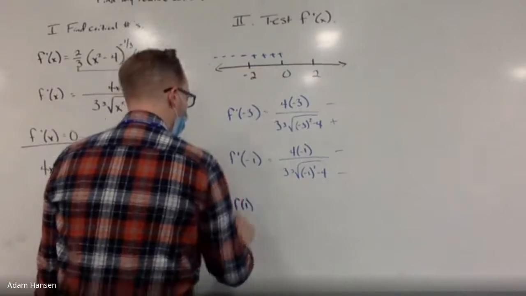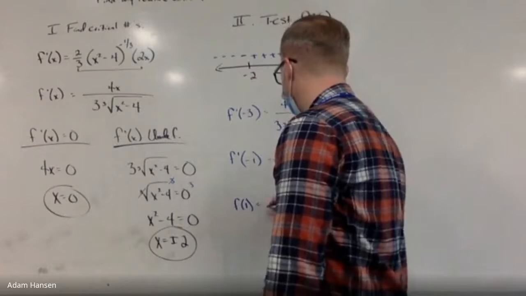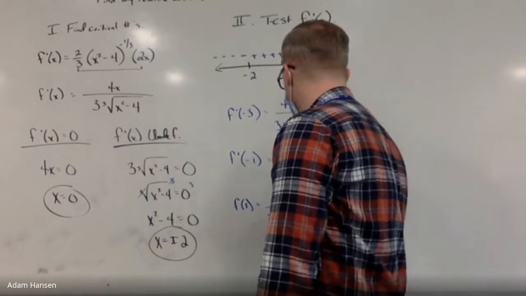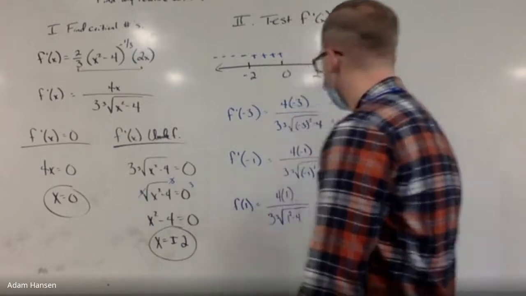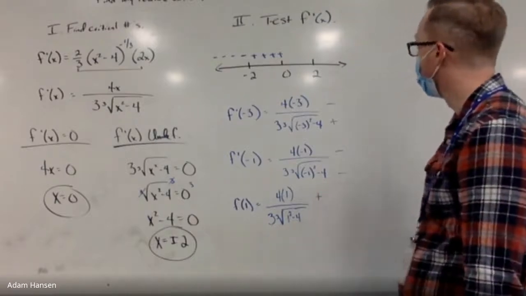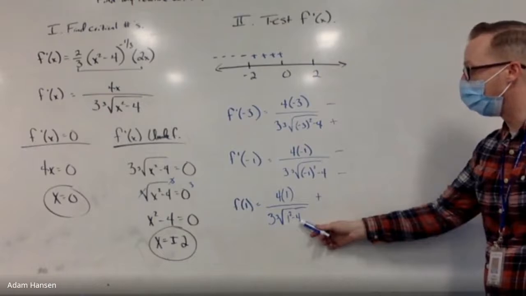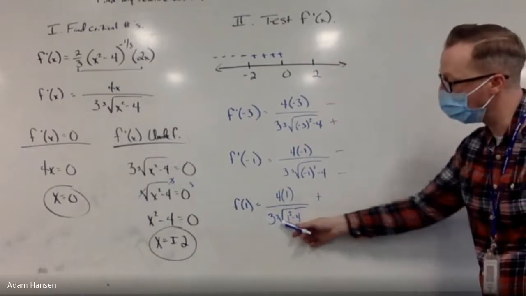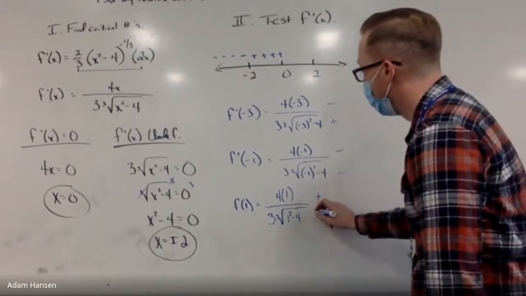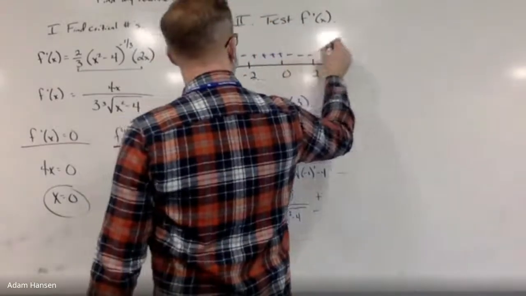F prime of 1. That's 4 times 1 over 3 cube roots of 1 squared minus 4. 4 times 1 is positive again. 1 squared minus 4 is a negative number, -3 to be exact. 3 cube roots of -3 is negative again. Top is positive, bottom is negative. Divide them, negative again.